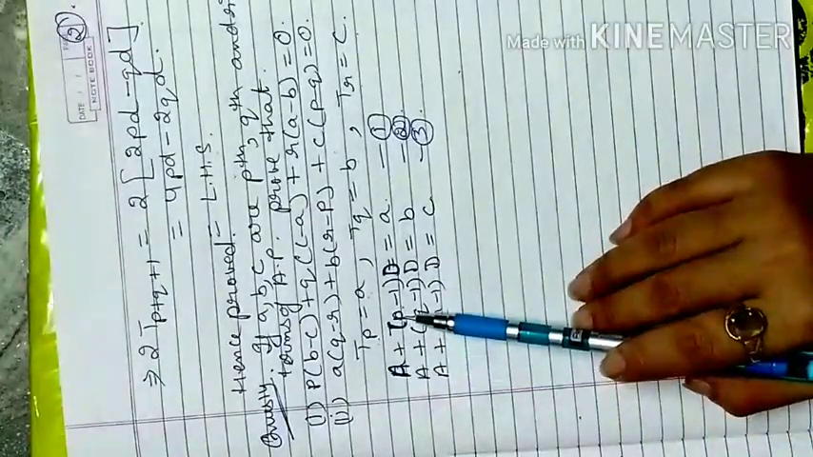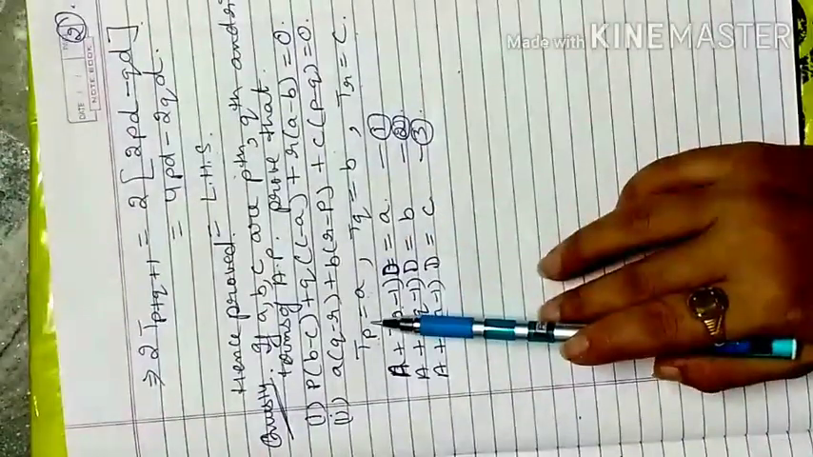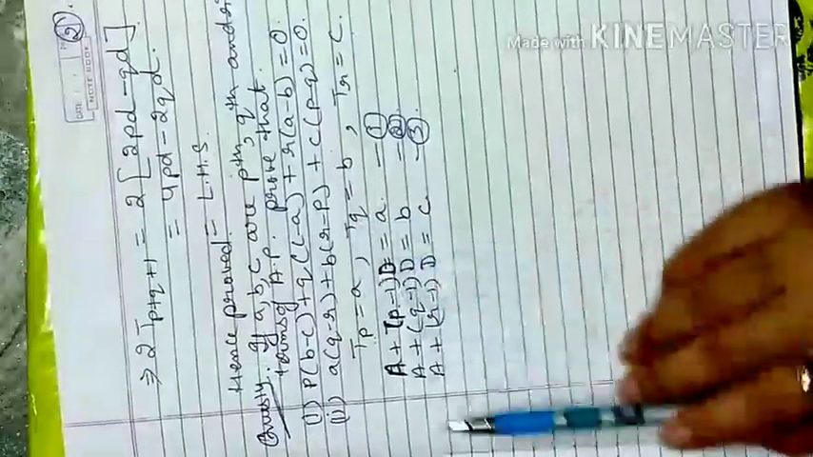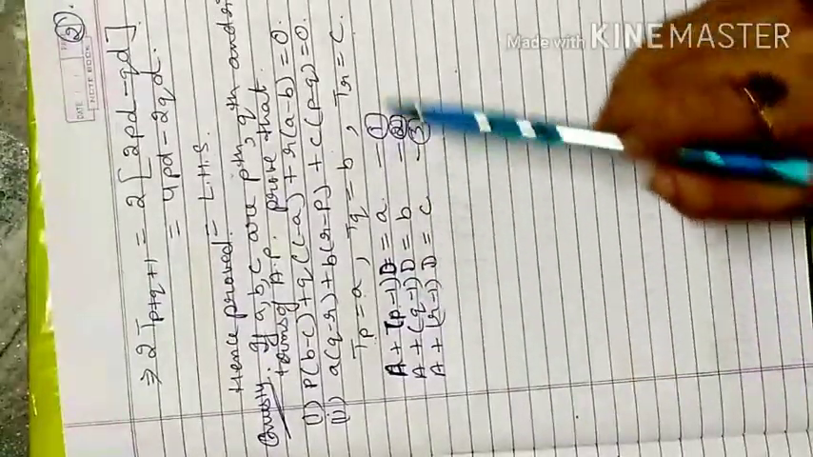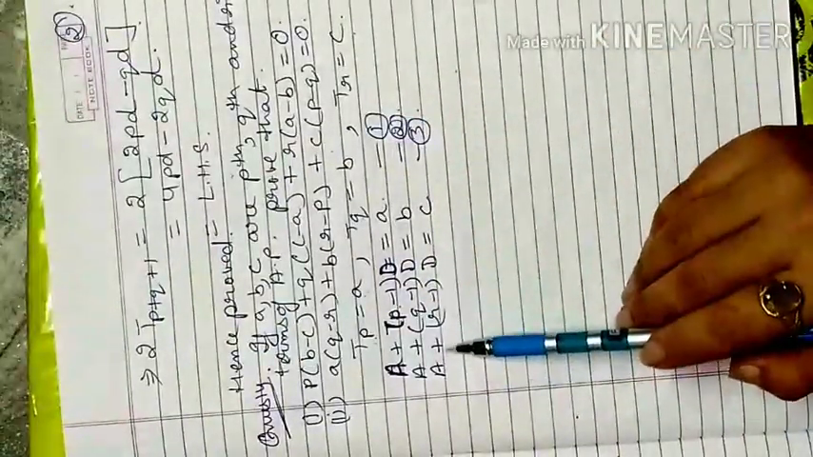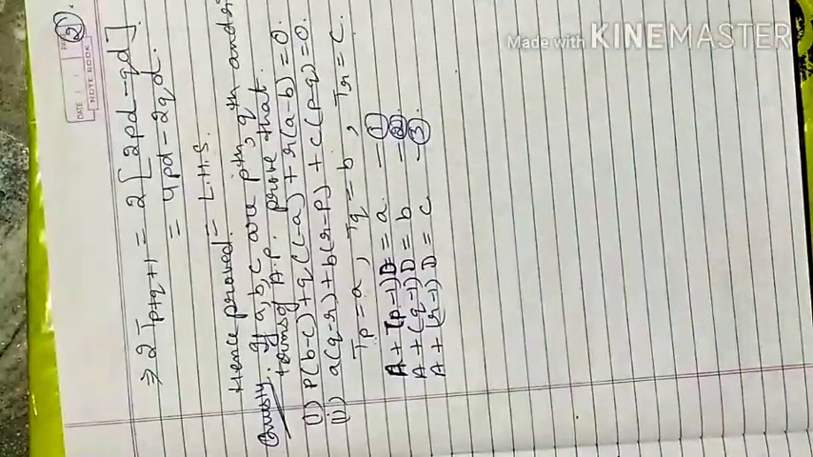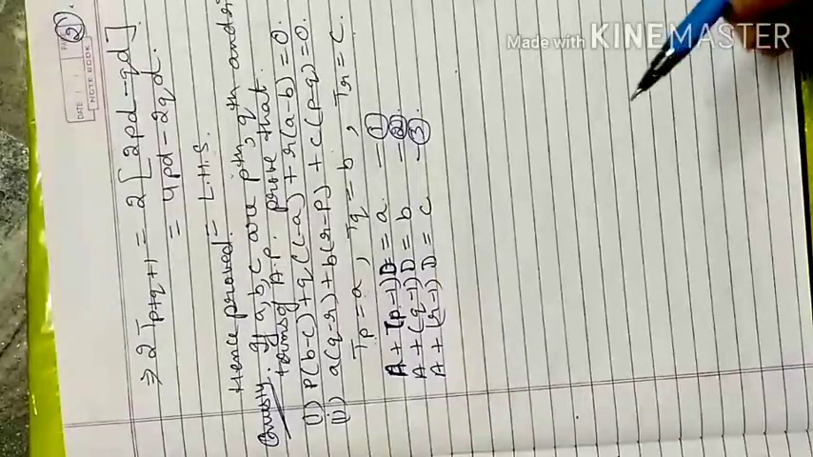So A plus P minus 1 D is equal to A. That is my first equation. Now the Qth term, A plus Q minus 1 D is equal to B, second equation. And the Rth term, A plus R minus 1 D is equal to C. That is my third equation. Now whatever I want to prove, I go according to that.